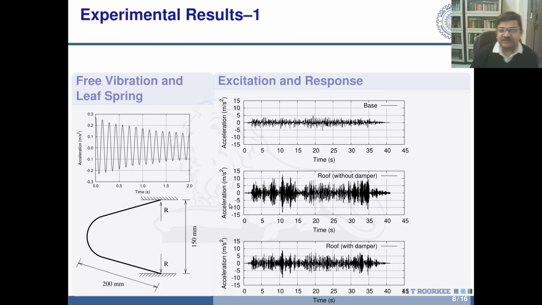And these are the test results. So first, free vibration. As you can see, the frame has a natural frequency of 7 Hertz. It completes 7 cycles of vibration within 1 second.